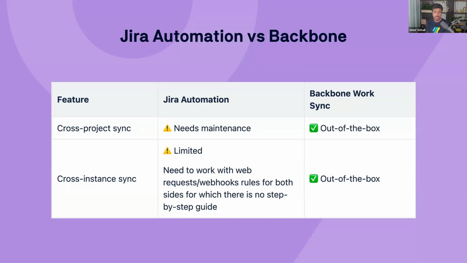So for cross project sync, I feel that automation does need some maintenance, and for Backbone Work Sync it seems to be a little bit easier, definitely the maintenance part and creation part. And for cross instance sync, my God, that's 8 automations, which seemed a bit too much. For Backbone, it just seemed to be like switching off this unidirectional bidirectional thing. So it seemed pretty handy and not that different at all.